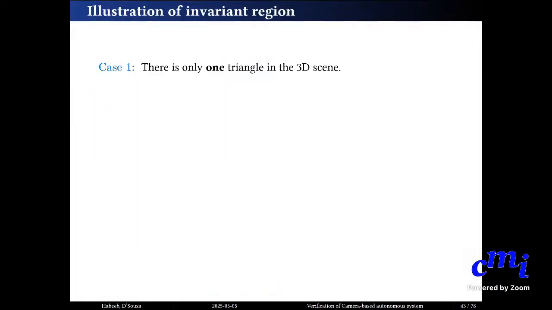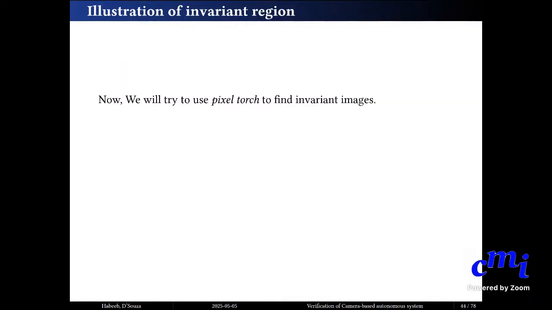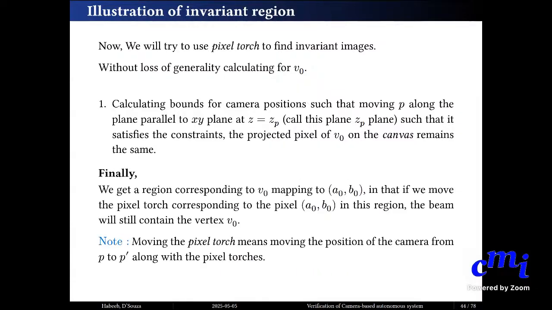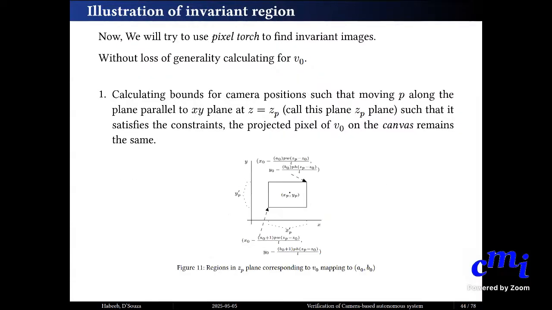Good. So now I'll be illustrating this invariant region. These are all just things I worked out; you don't need them. The important part is this square. If a point V0 is given in the canvas, and my camera position is here, I can move my camera position around this bound such that V0 will be mapped to A0 B0 only.